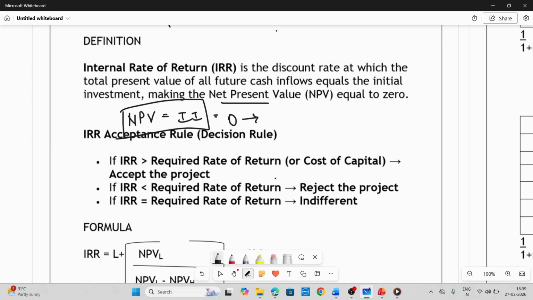This is the decision rule. If IRR is greater than the cost of capital, then you accept the project. If IRR is less than the cost of capital Ke, then you reject the project. If IRR is equal to the cost of capital, you will declare it as indifferent or 0. That's it.